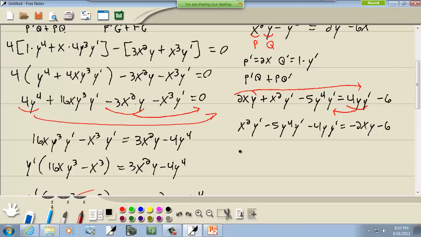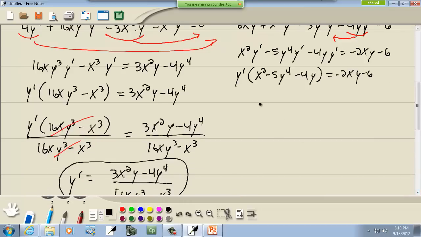Well, we want to factor out the y prime. So over on the left side, that gives us x squared minus 5y to the fourth minus 4y equals negative 2xy minus 6. Now divide both sides by what's behind our y prime. So divide both sides by x squared minus 5y to the fourth minus 4y. And do the same thing on this side.